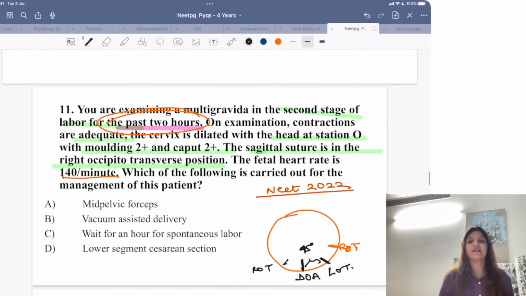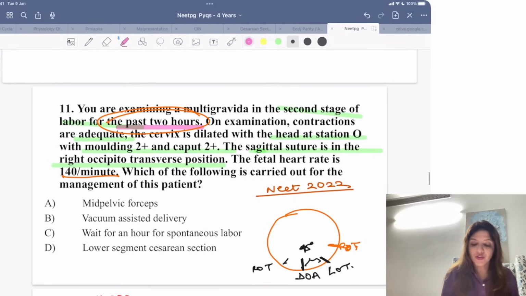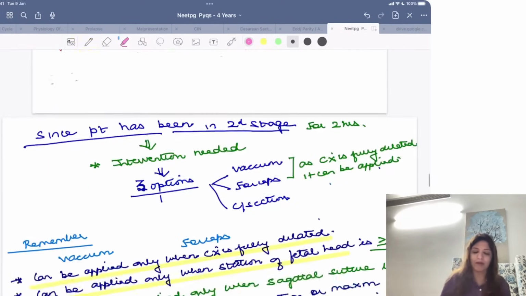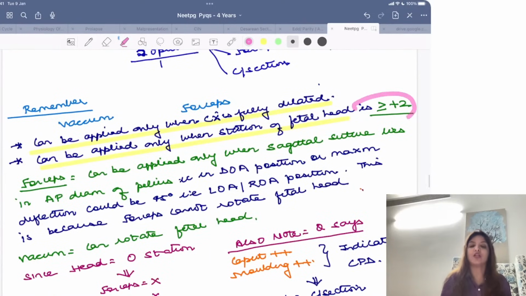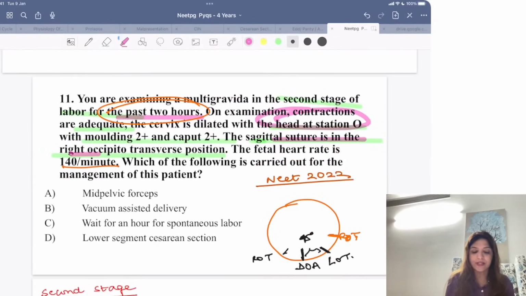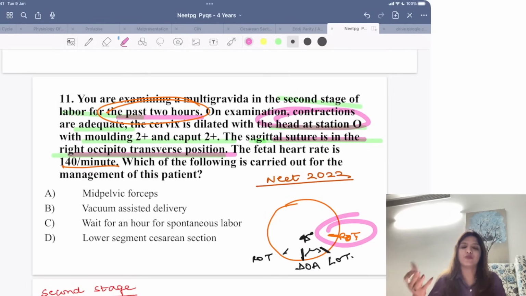Now the question is saying that the head of the fetus is at 0 station. Because the head of the baby is at 0 station, can I apply vacuum? No. Can I apply forceps? No. Because forceps and vacuum can be applied only and only if station is more than or equal to +2. Right? The other thing which they have given is that the sagittal suture is in ROT position. So as soon as they said the sagittal suture is in ROT position, forceps is already out. You cannot apply forceps even if the station had been +2.